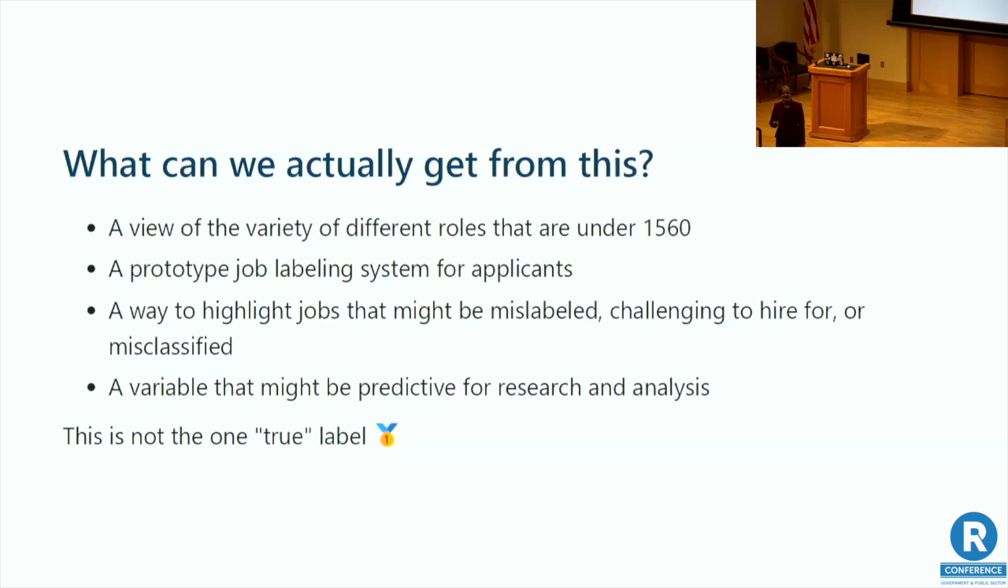But for instance, if my job labeling system says this is a chief data science officer and you're hiring in a GS13, that could be really hard. So we can flag some things that way. And again, a variable that might be predictive for research and analysis. This isn't the answer. It's not like ChatGPT is brilliant, it gives us the best answer, but it gives us an answer. I think that answer can be really useful.